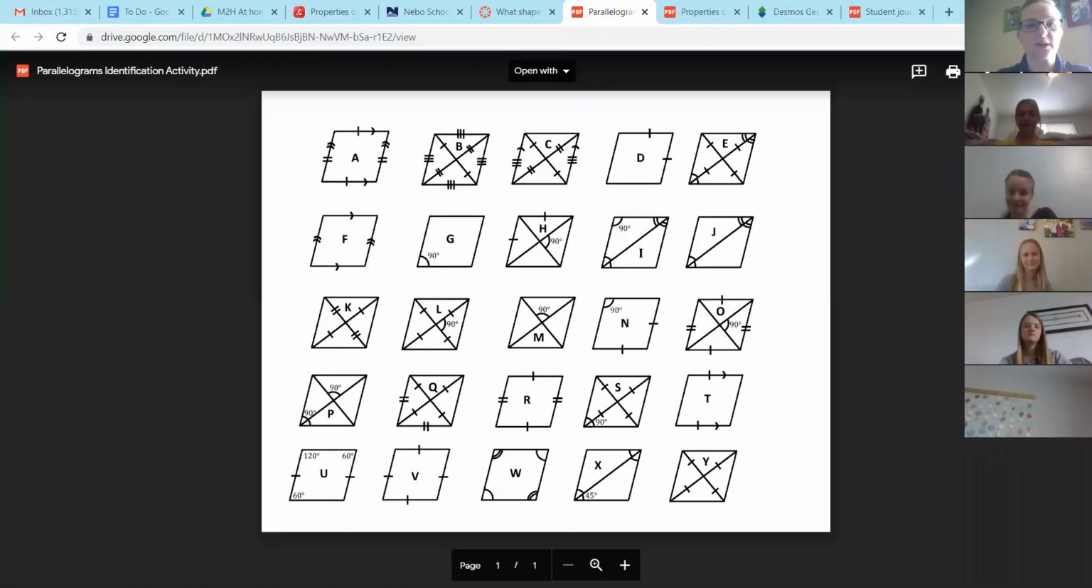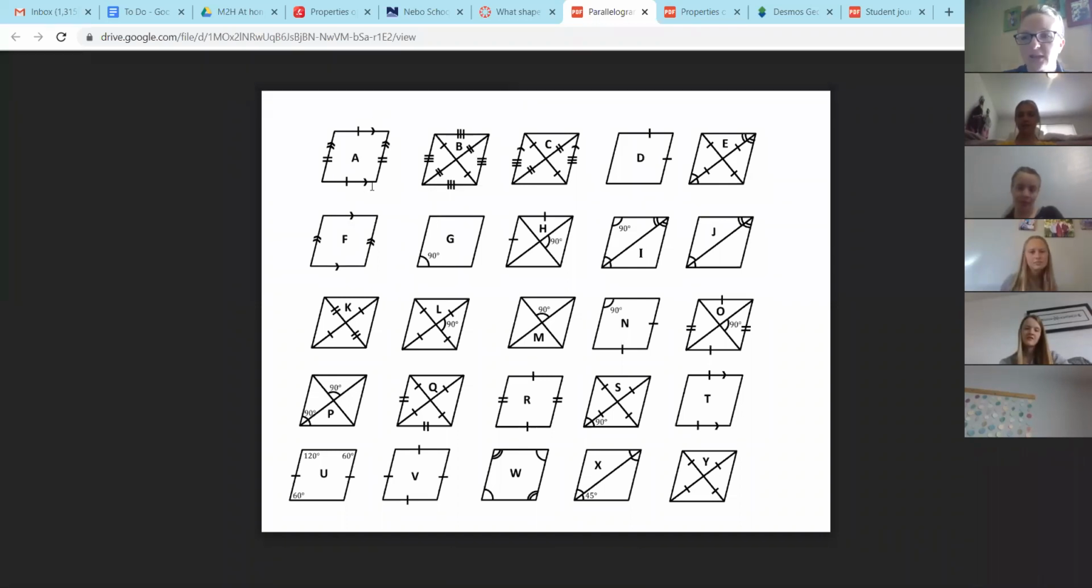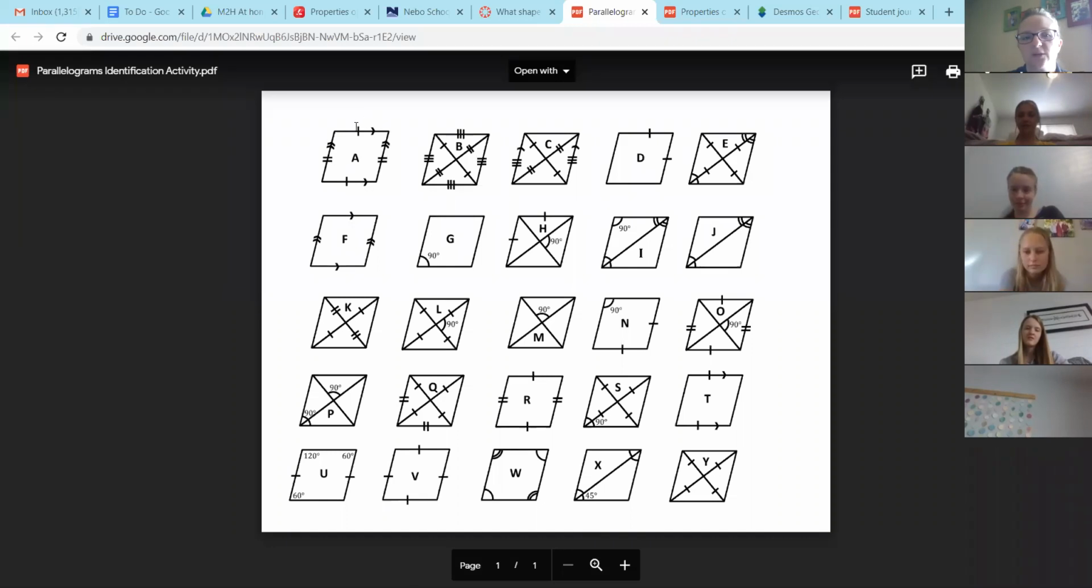All right, so really quick, the little angled ones, the little chevron marks, those are just telling us that the lines are parallel. So on shape A, we know that these opposite sides are both parallel and congruent. They're the same length. And then this pair of opposite sides are parallel and congruent.